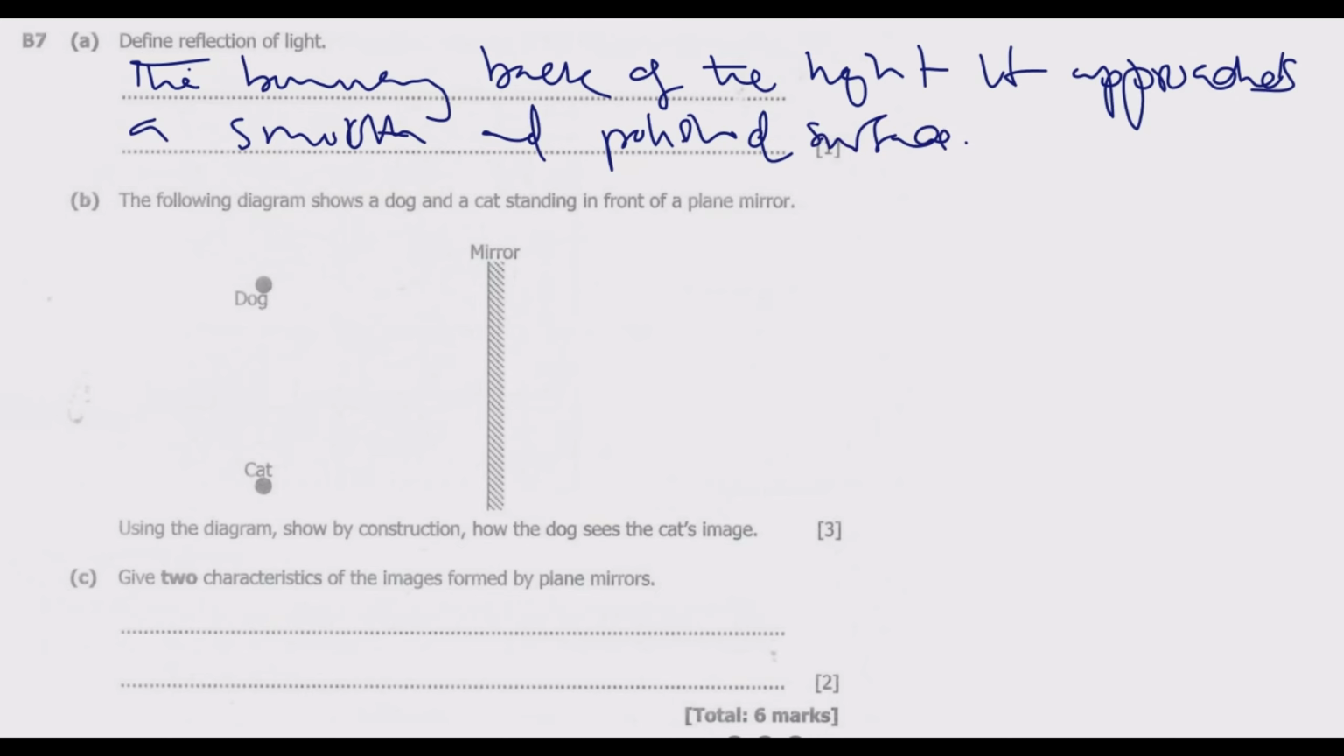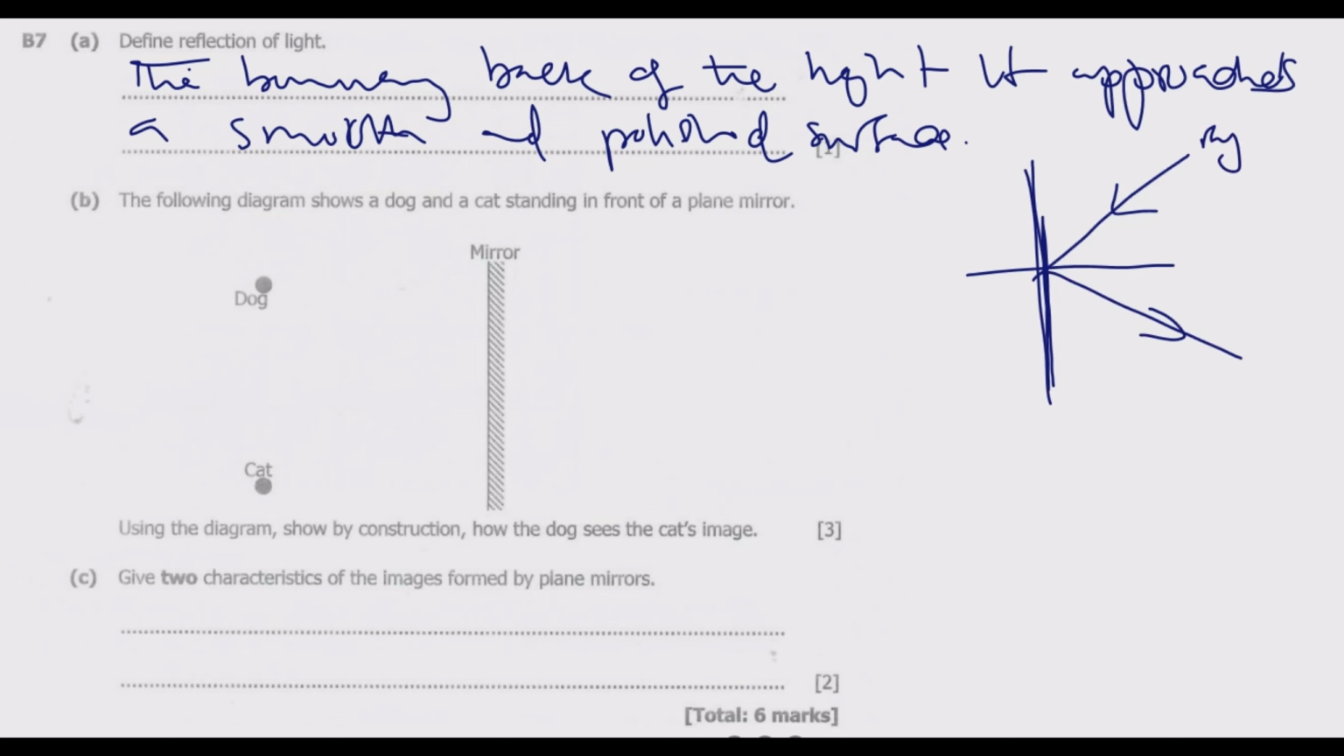That's what it is. So basically, when the light comes and hits the polished surface like this, and this is the normal, if it cannot penetrate there, it's going to bounce back. So this bouncing back is what we are calling deflection of light. This should be the ray of light.